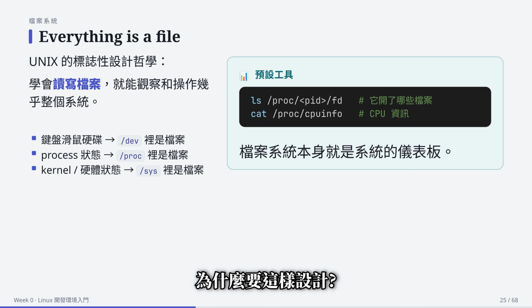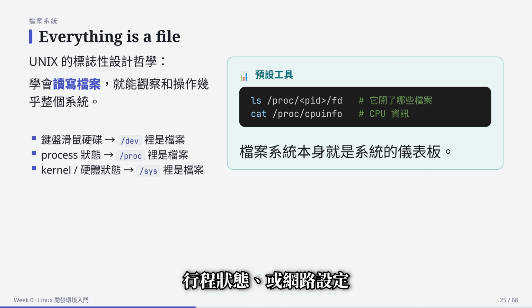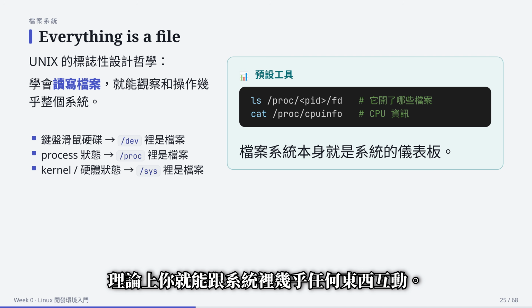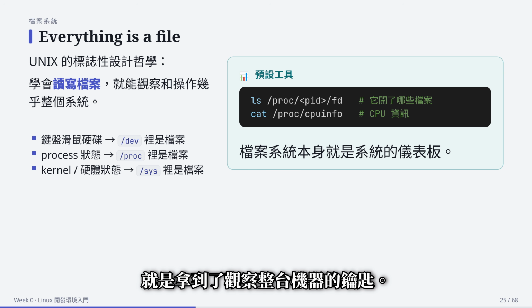Why design it this way? The benefit is you don't need to learn a whole separate API just to read hardware info, process state, or network configuration. As long as you know open, read, and write, the most basic operations, you can in theory interact with almost anything in the system. Learning to read and write files is basically learning the key to observing the entire machine.